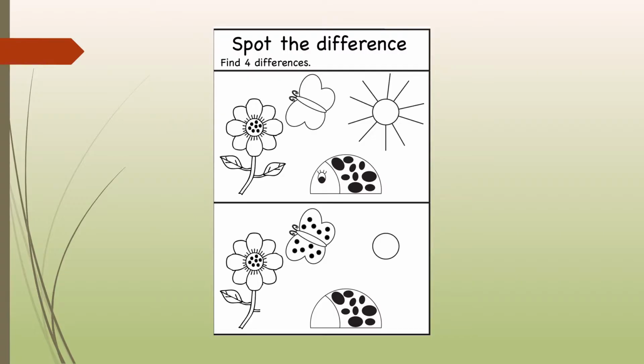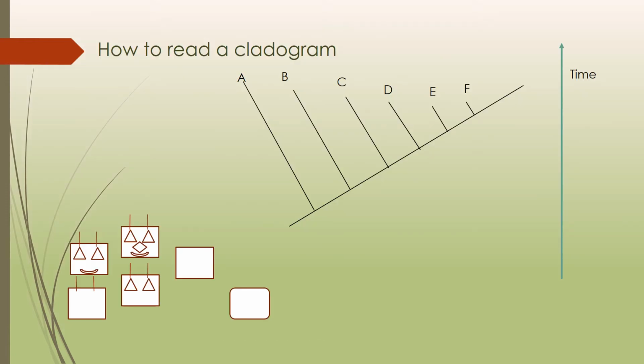Moving on. The way you would read a cladogram is the same way you would take on a spot the difference activity in a coloring book. If we were to review this image, we would notice a couple differences and a couple similarities. The difference is there's no dots on the butterfly, there's only one leaf instead of two, the sun is missing sun rays, and there are no eyes on the bug. That same concept will be used to read the next.